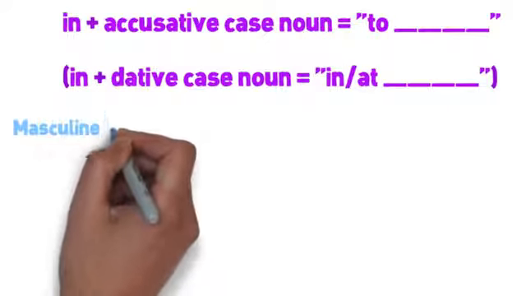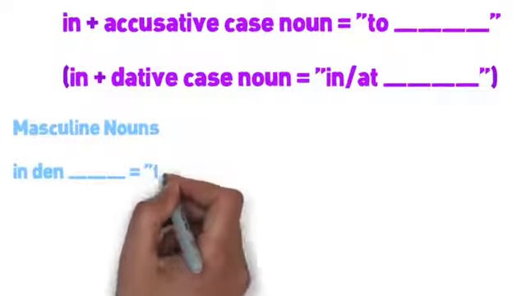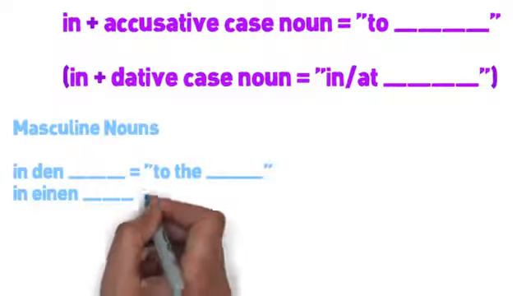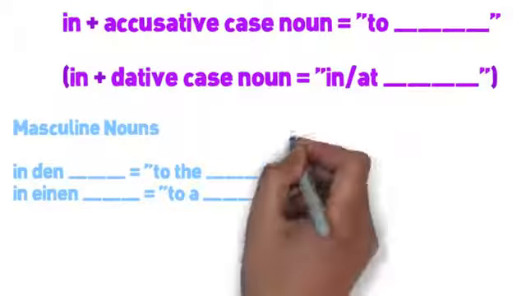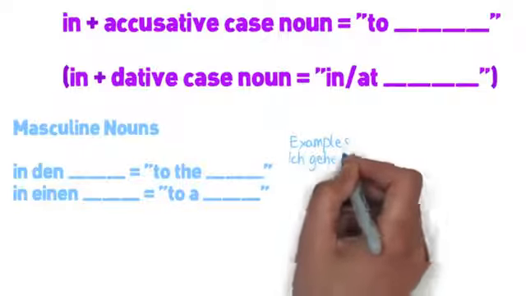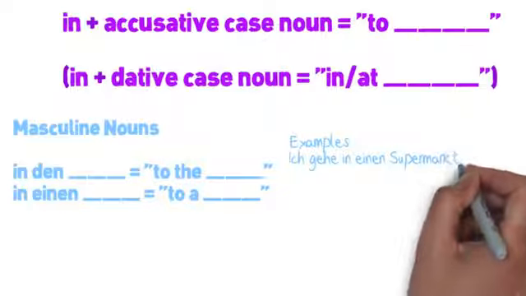First off, let's start with masculine nouns. If I say in den, that will mean to the with a masculine noun. If I say in einen, that will mean to a. Which phrase you choose, of course, is up to you. Do you mean to the supermarket or to a supermarket? What you can't change is the gender of the word supermarket. That's a masculine noun, so you've got to use a corresponding article.